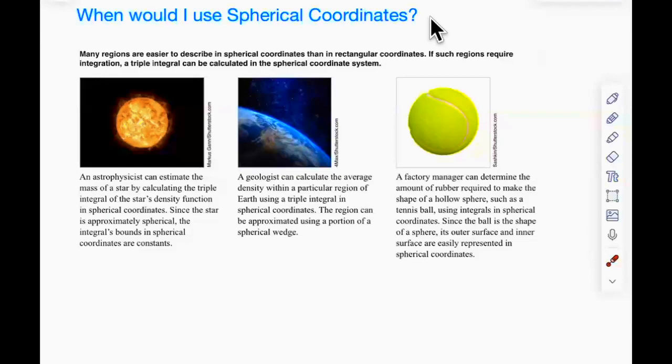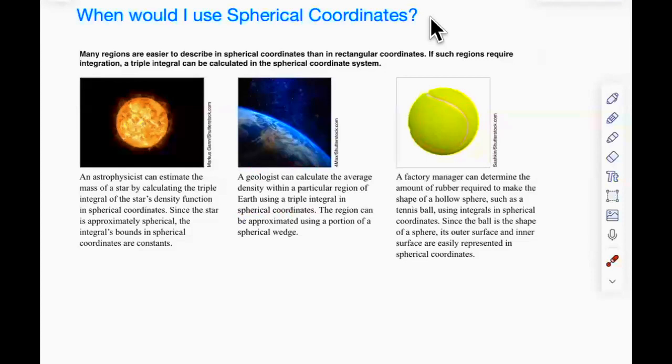Another example, a geologist can calculate the average density within a particular region of Earth using triple integral in spherical coordinates. The region can be approximated using a portion of a spherical wedge.